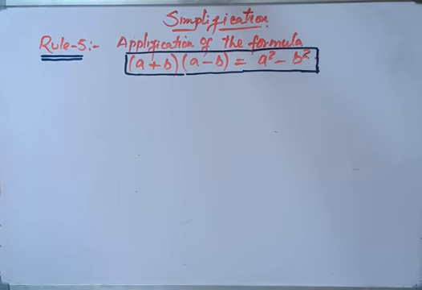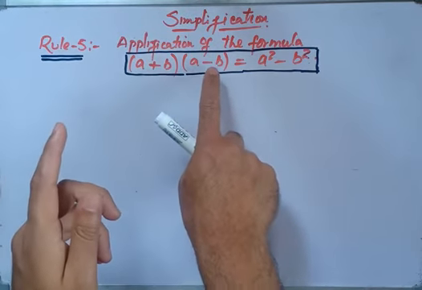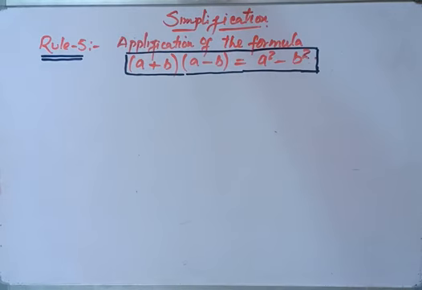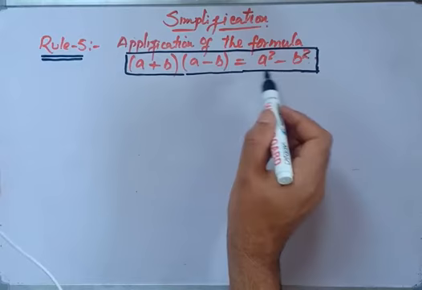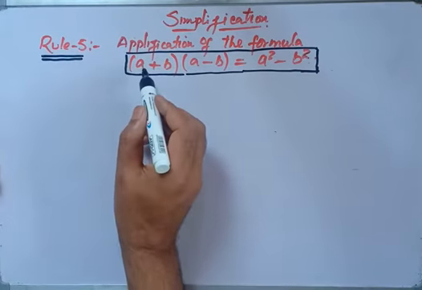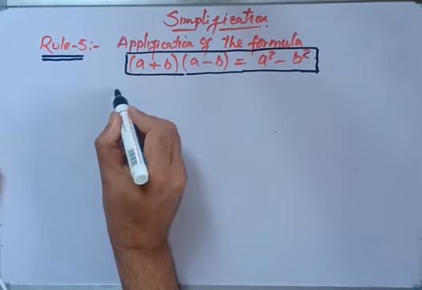Today we are going to discuss another rule, that is the application of this formula: (a plus b) times (a minus b) is equal to a square minus b square. You can see how we can get a square minus b square from this. What you have to do is distribute these two terms. You have to apply the distributive property.